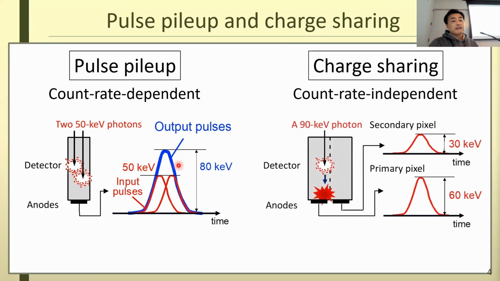As a side note, there's an additional effect called charge sharing or K-escape effect. That is nothing to do with the count rate. It happens all the time. It occurs when the photon is incident onto the detector between the anodes or close to the boundary, so the incident energy may be split into multiple pixels, and charge is shared, energy is shared, the number of photons increases, double counting at the lower energy. You see this effect a little bit, but the main focus is this pulse pileup effect.